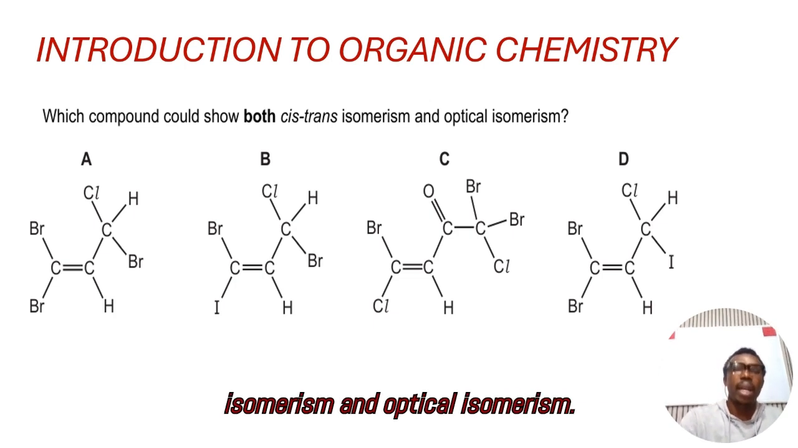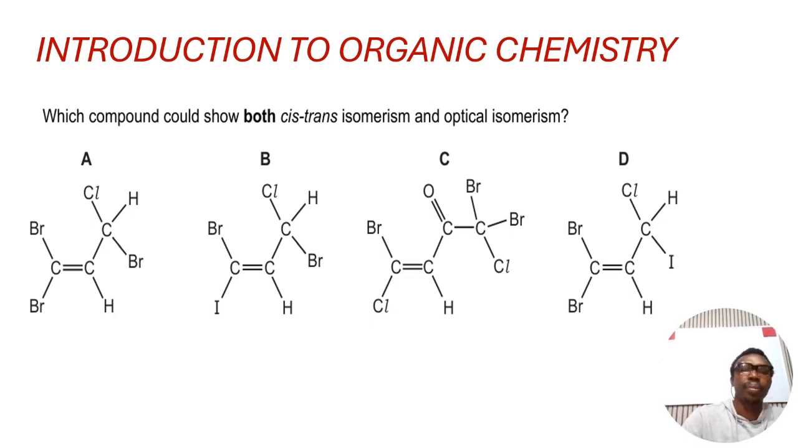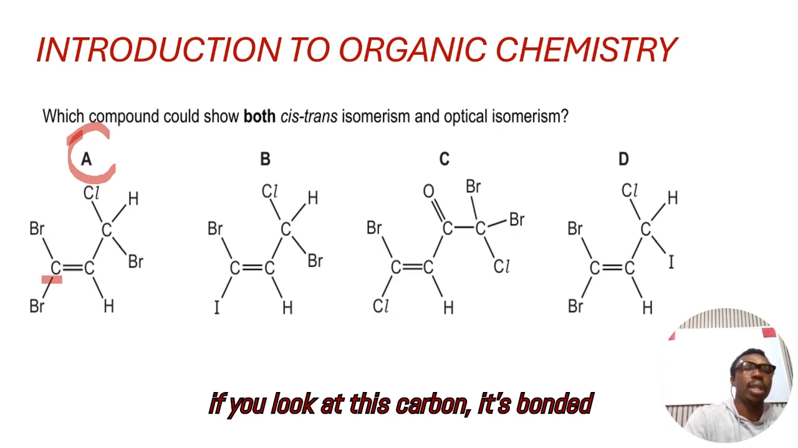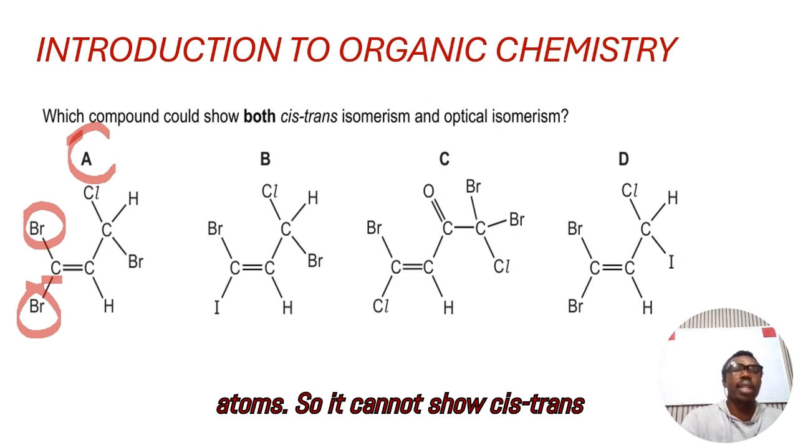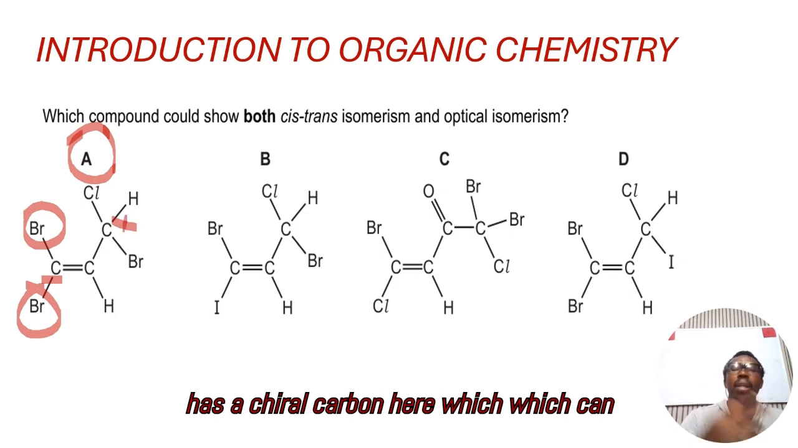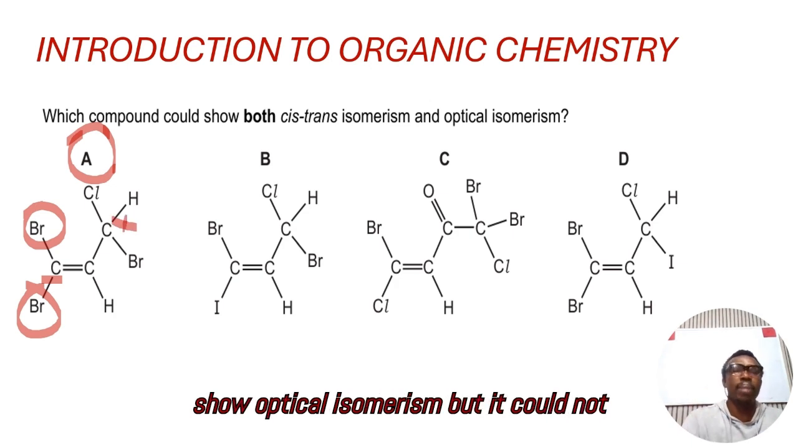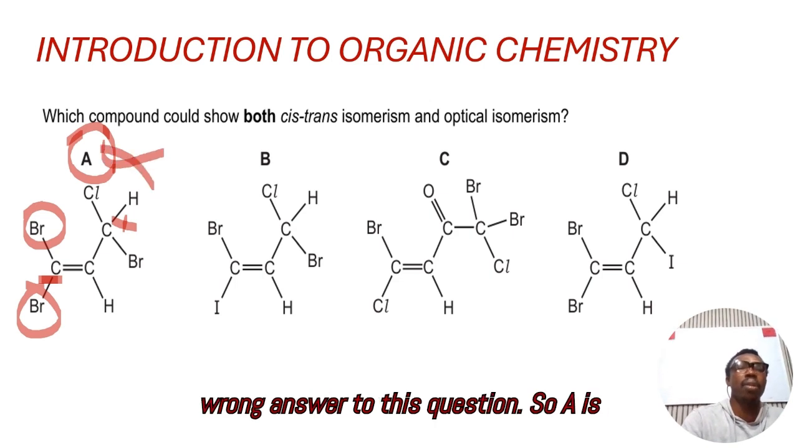Now, let's start with A. If you look at this carbon, it's bonded to two of the same atom. So it cannot show cis-trans isomerism. Even though it has a chiral carbon here, which can show optical isomerism, it could not show cis-trans isomerism because this carbon is bonded to two of the same atoms. So A is not the answer. A is the wrong answer to this question. So A is out of it.